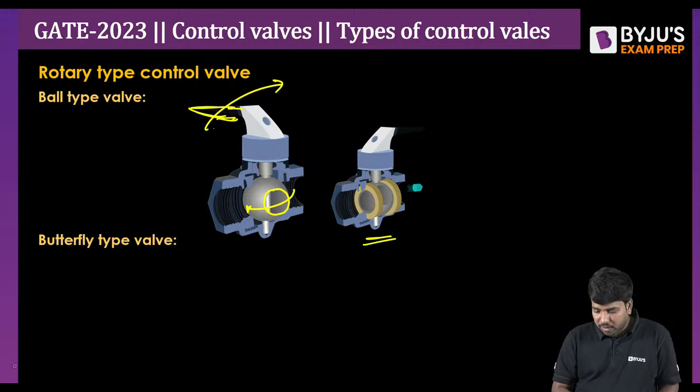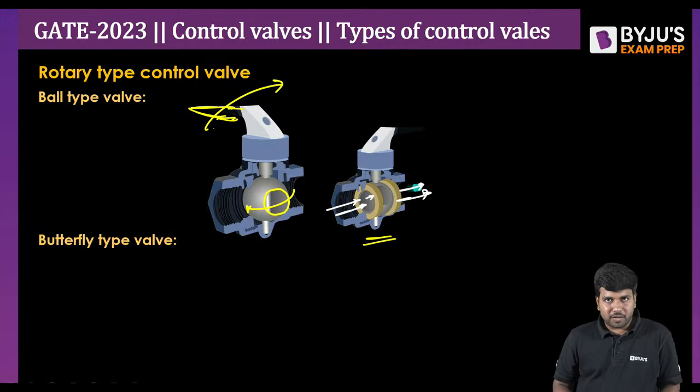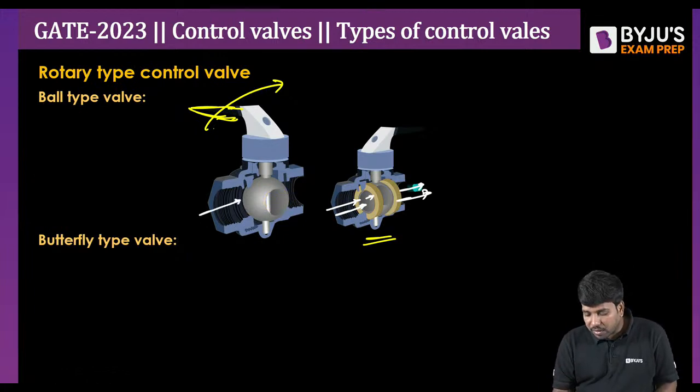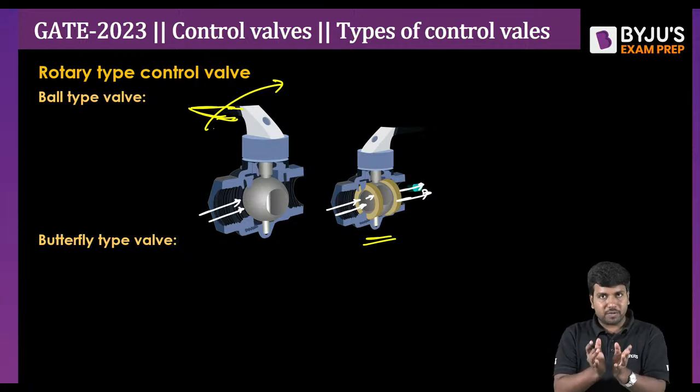So what happens here now? The fluid can all the way flow through the hole that is present here, and it will come all the way like this, correct? This can be considered a fully open state. But in this case, when the fluid comes all the way like this, it will hit the closed part of the disc or closed part of the plug.